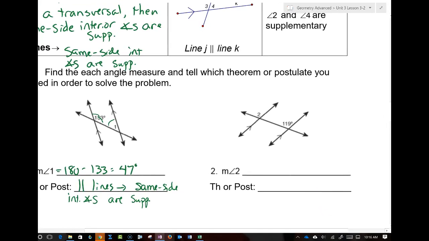I'm looking for the measure of angle 2. Who's got the measure of angle 2 for me? Drew. Yeah, it's 119 degrees. All right, how did you know it was 119 degrees, Drew? Yeah, it's the corresponding angles postulate. So you can either write corresponding angles postulate or write down if parallel lines, then corresponding angles are congruent.